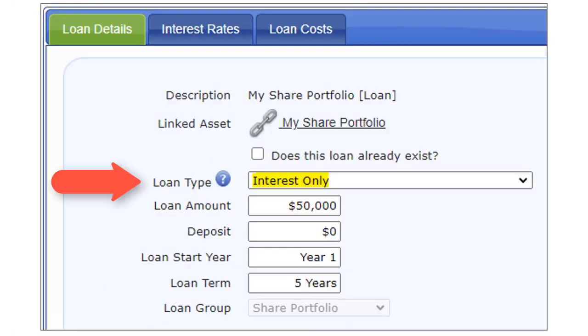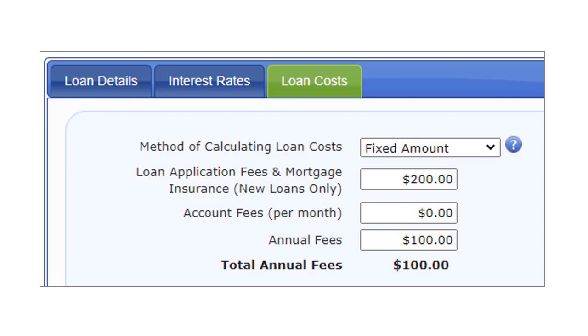The loan types are interest only, principal and interest, and principal and interest with options, the options being introductory interest rate and refinancing the loan. In this example, the loan is an interest-only loan for 5 years starting in year 1. The loan application fee and ongoing fee of $100 have been included. Note that these costs are not indexed.